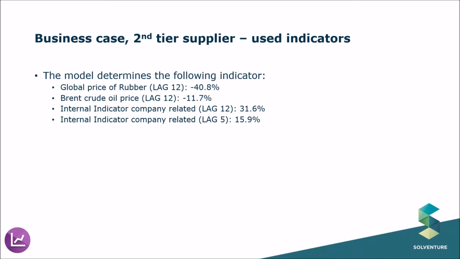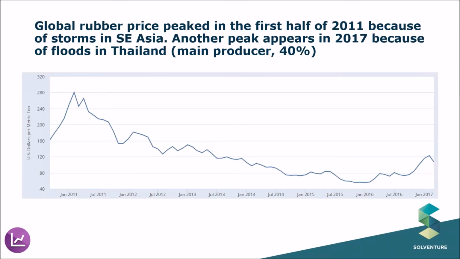Let's come back to that rubber price. So we investigated in more detail how the rubber price can link to our sales with a lag of 12 months. So we started looking at the rubber price. In the first half of 2011 you see a big peak, and apparently that was due to storms in Southeast Asia, which had an influence on the supply of rubber, and because of the problem in the supply, the price, as you can see here, really went up from around 160 to around 280.